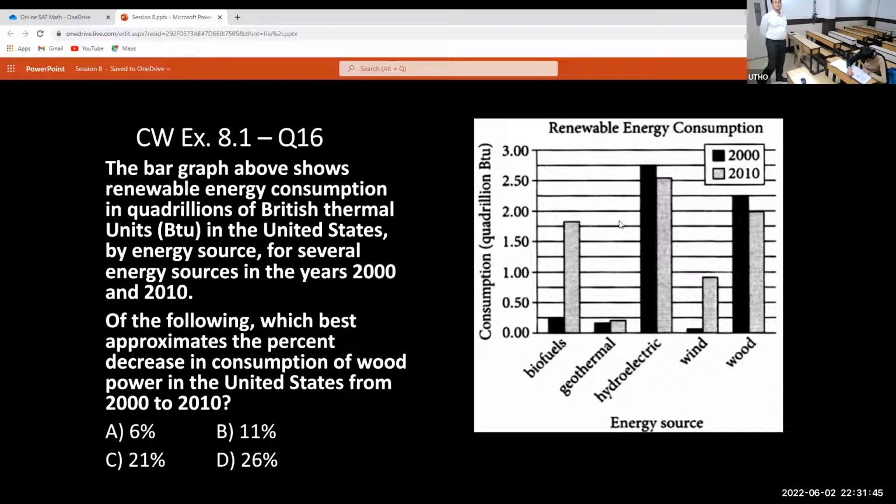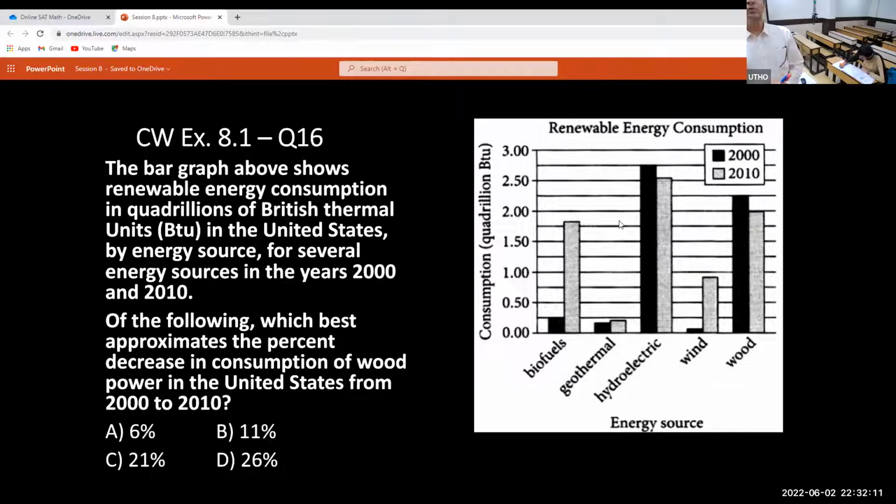Dark one is year 2000, the lighter one is 2010. Of the following, which best approximates the percent decrease in consumption of wood in United States from 2000 to 2010? So only look at woods. Of course, there is a decrease.